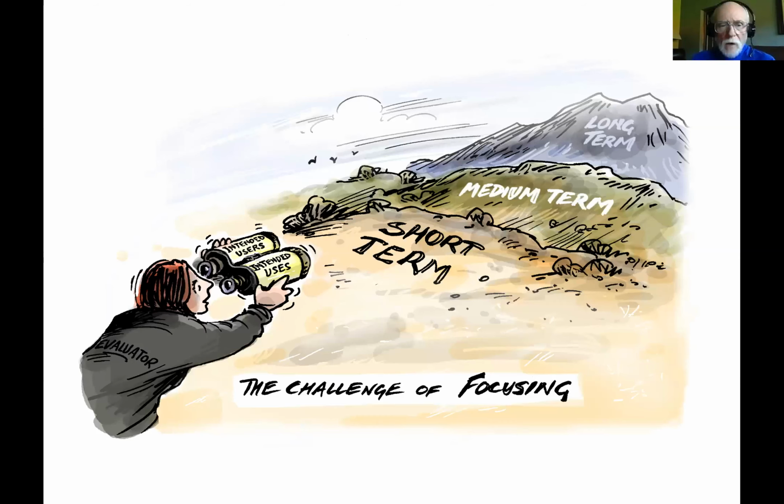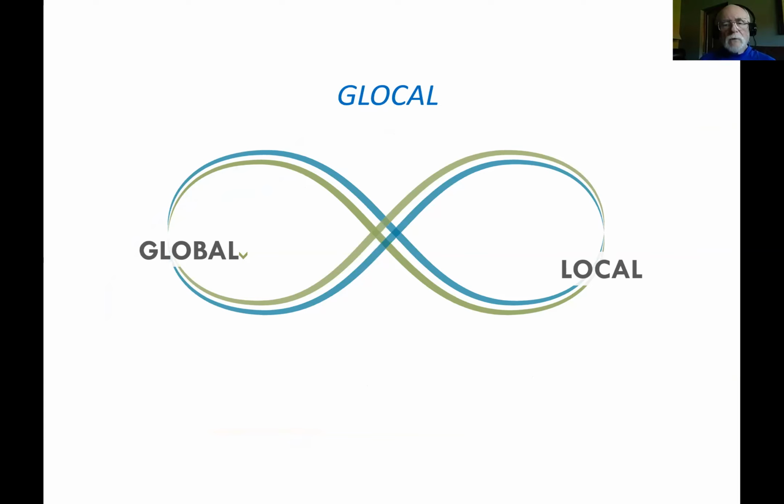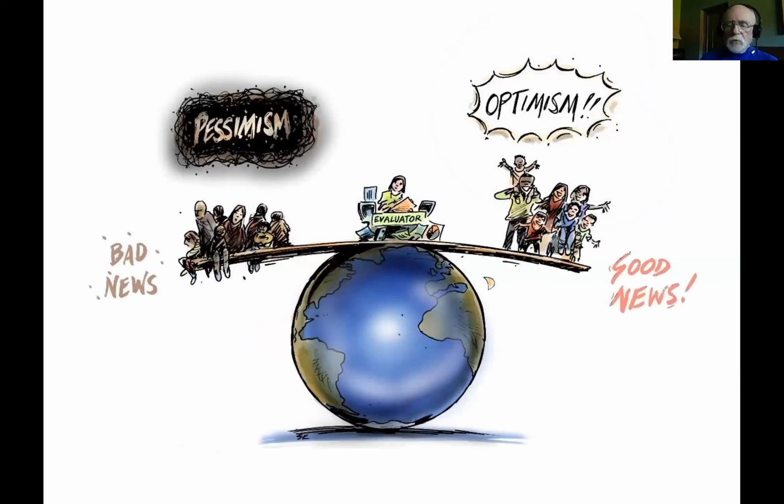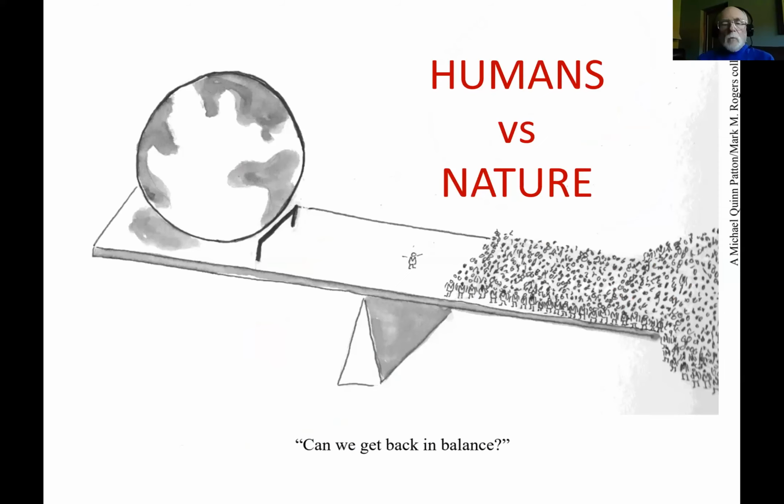Another challenge is the different time horizons we deal with: short-term, medium-term, long-term. One of the principles of blue marble evaluation is the global principle, looking at the relationship between local and global, zooming in to look at what's going on at the immediate time and locally, zooming out to see the big picture. And as evaluators, we end up balancing optimism and pessimism, the good news and bad news, and trying to make sense of how these different perspectives inform each other.